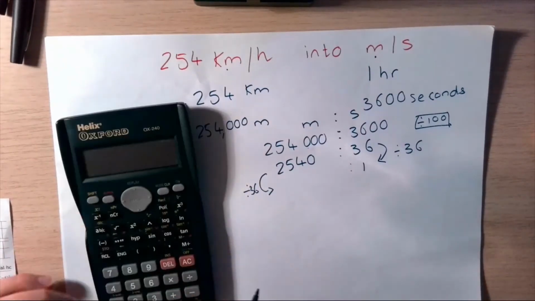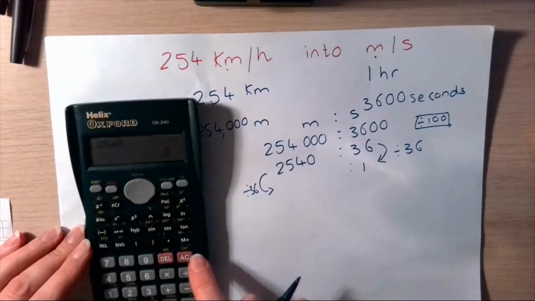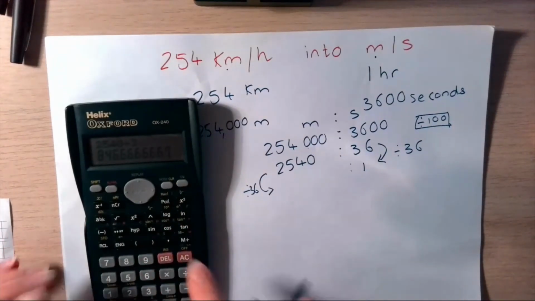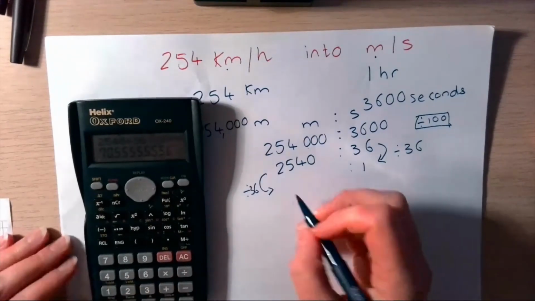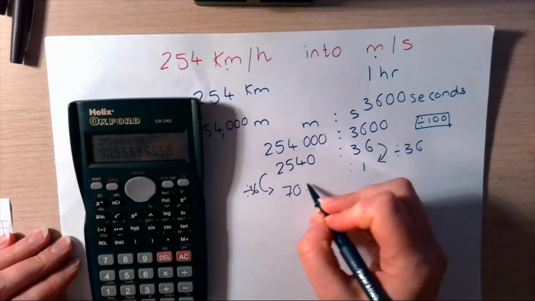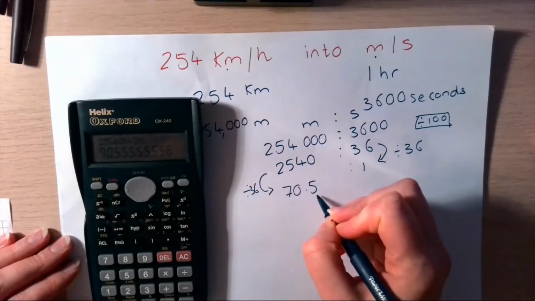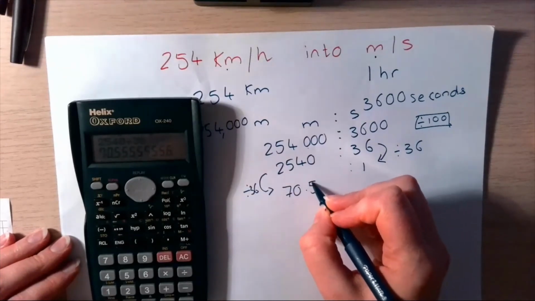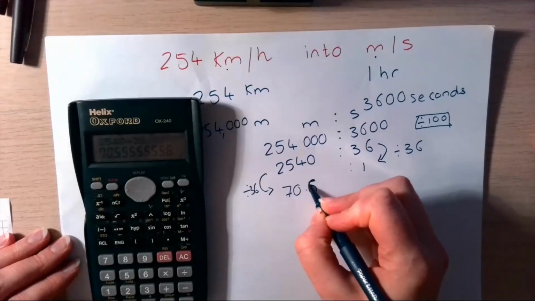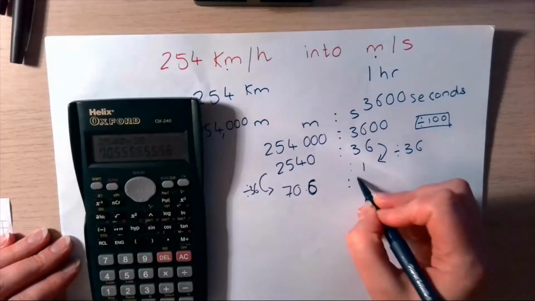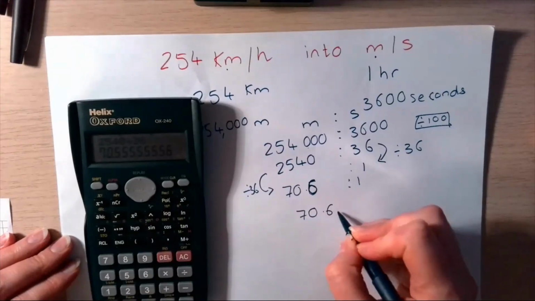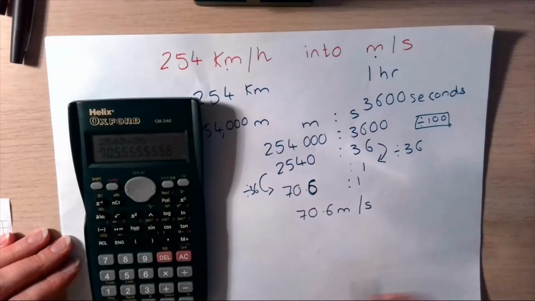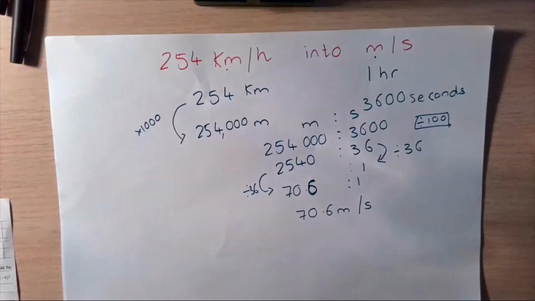So we get 2540 divided by 36, which is 70.5 recurring, so we'll probably round that up to 70.6. I'm going to say we're going to round that up, and then we get 70.6 meters per second. So that's how we do those.